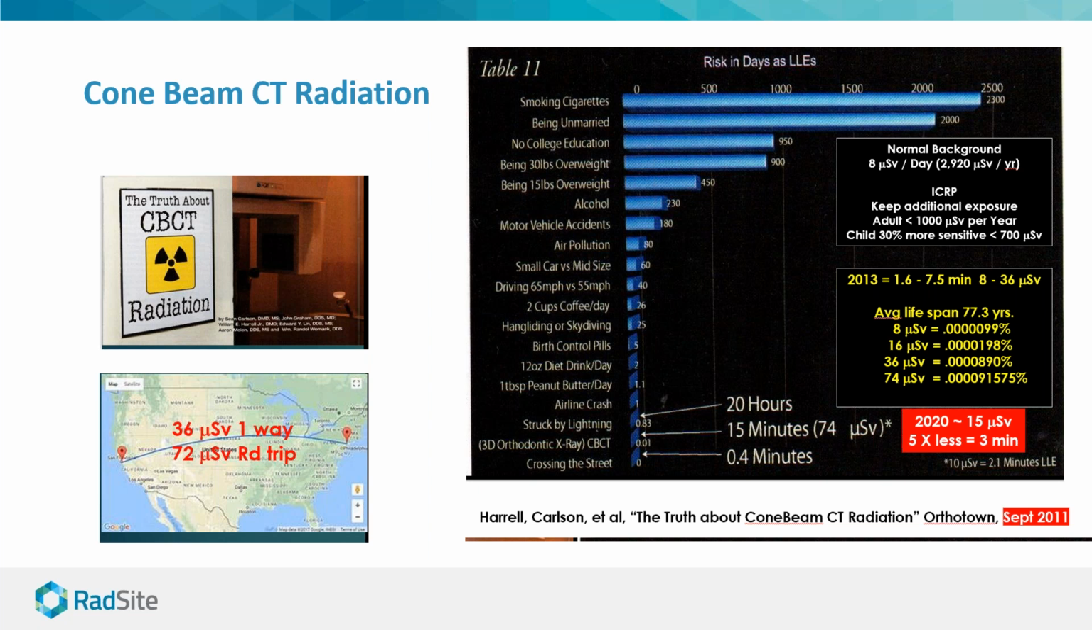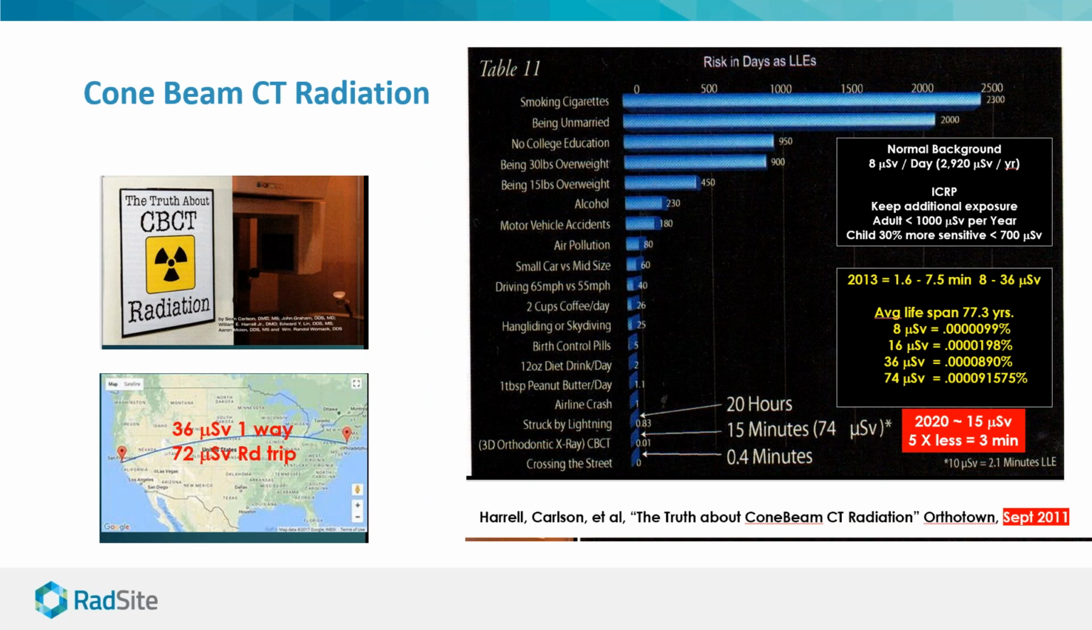But anyway, if you come on down here, 3D X-ray, ConeBeam CT seems to sit right up under getting struck by lightning, your chances of getting struck by lightning, and then you've got ConeBeam CT. If you figure it out, you lose about 15 minutes of your life, technically, at 74 microsieverts.